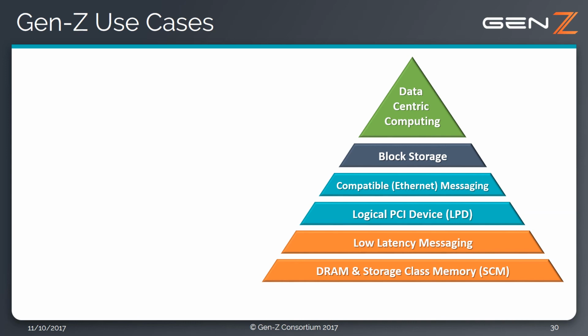We would like to invite viewers to take the next step in your journey to discover Gen Z by watching the next set of episodes of this series that cover example use cases for developing Gen Z-enabled components and systems. These episodes include DRAM and SCM memory use case, a low-latency messaging use case, a logical PCI device or LPD use case, a compatible Ethernet messaging use case, block storage use cases, and a data-centric computing use case.